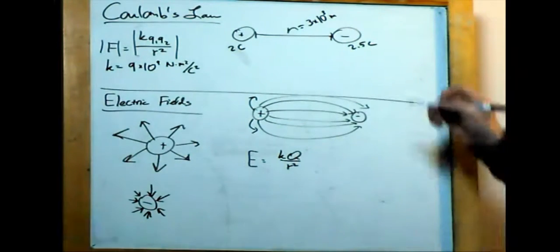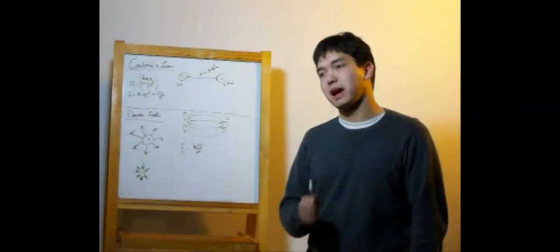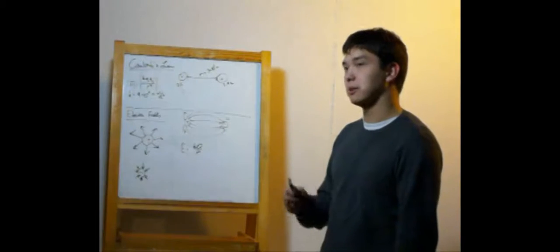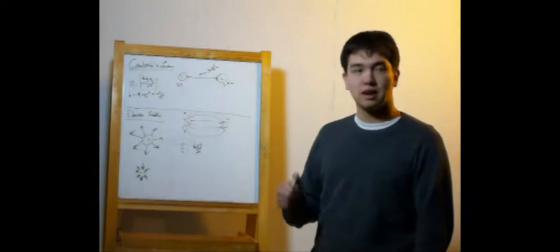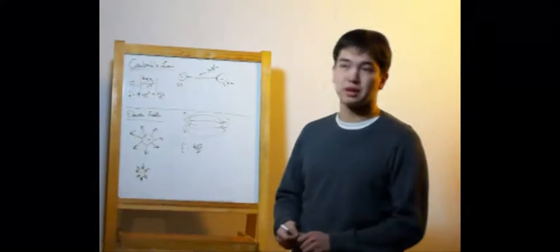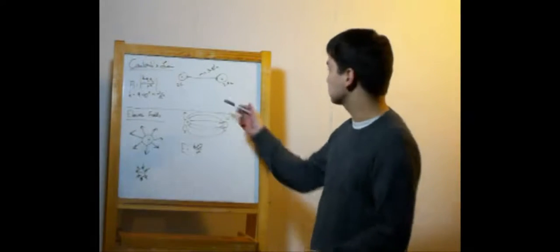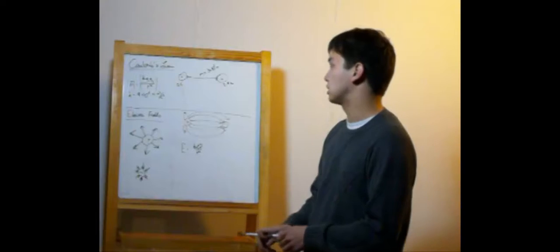But what if they're both positive? Then they'll both be repelled. The same force, however, will happen in either scenario, positive, negative, or positive, positive. But the direction will be different. So that's why we put in the absolute value, to show that we're not actually telling you which direction they're going. With that said, let's actually calculate the force between these two point charges.